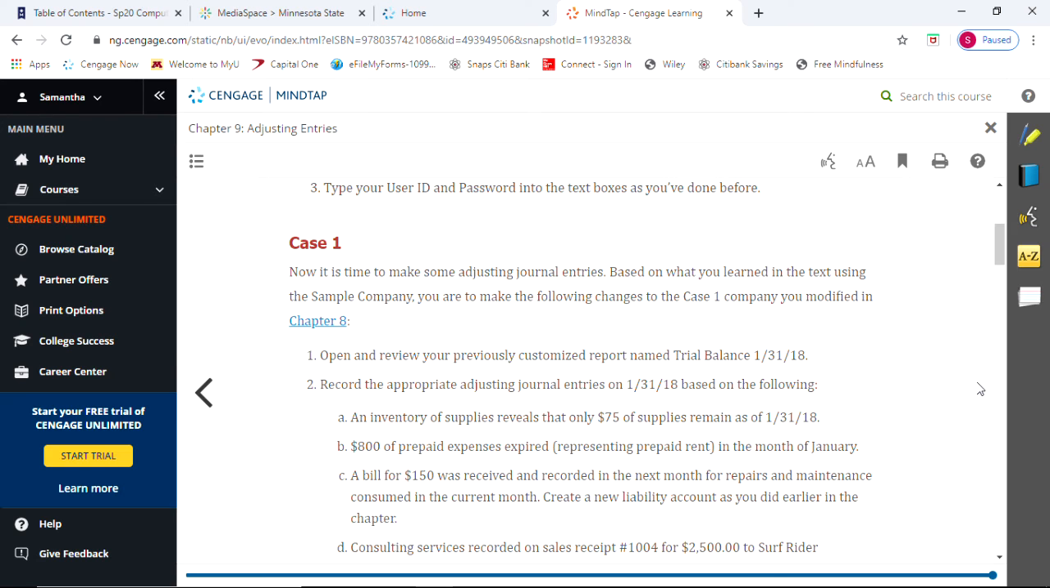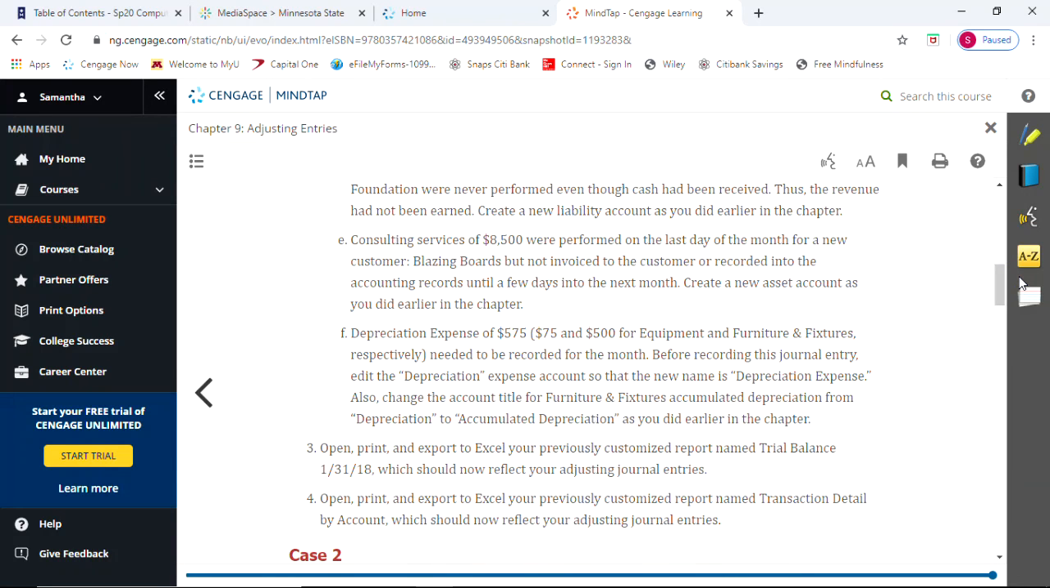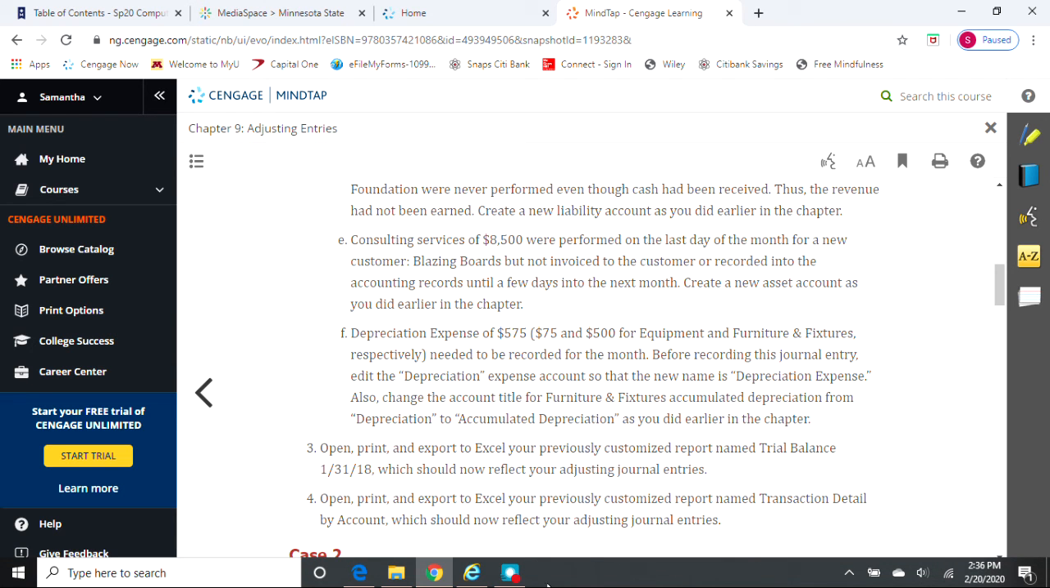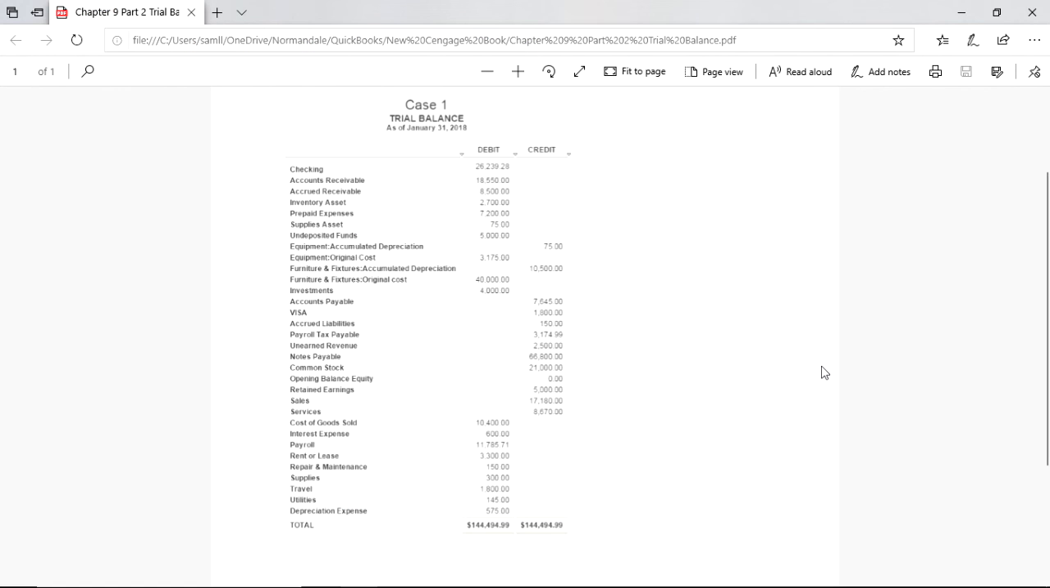And you'll notice in your book on page 180, they do not give you a trial balance in order to check your work. So that's kind of confusing, right? How are you supposed to know that you did your work right? So I have the trial balance, and it is right here. So this is what your trial balance should look like when you're done recording all of your adjusting entries.